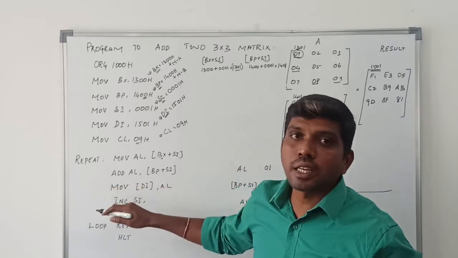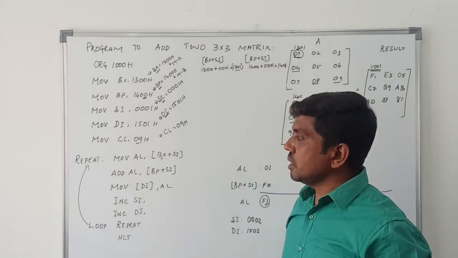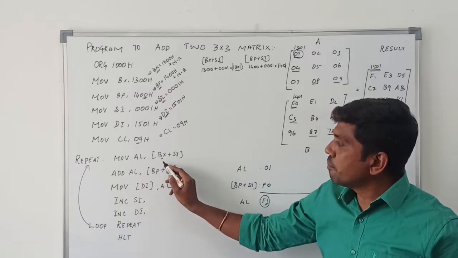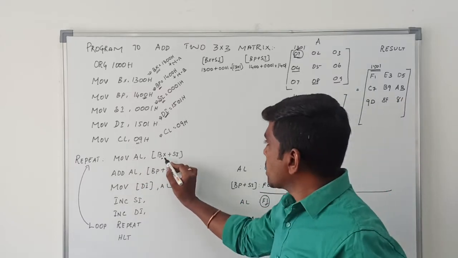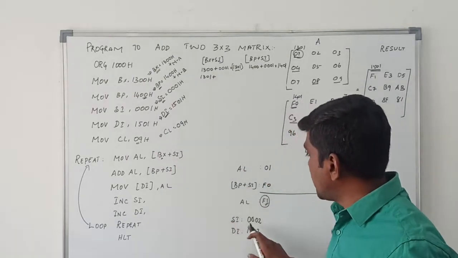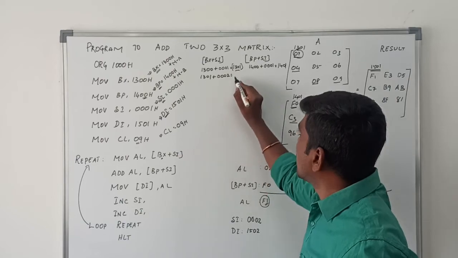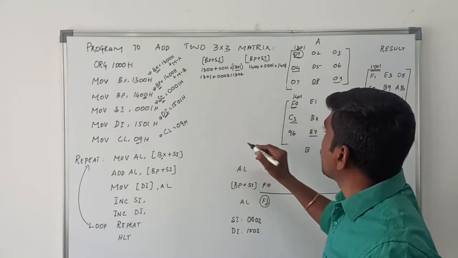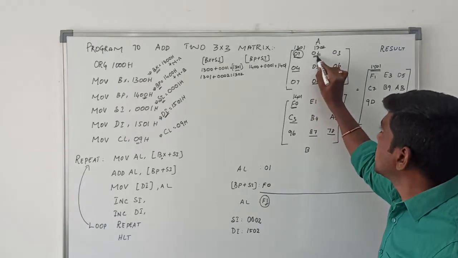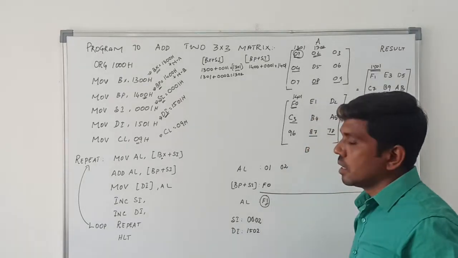Next instruction, LOOP repeat. So the program counter skips the memory location and goes back to the memory location repeat. In this repeat label, the instruction is MOV AL, [BX+SI]. So BX value is 1301 plus SI value is 0002. Just adding these two contents, the memory location is 1302. In this memory location, whatever value is present, this content is transferred to the AL register. Now AL register value is 02.